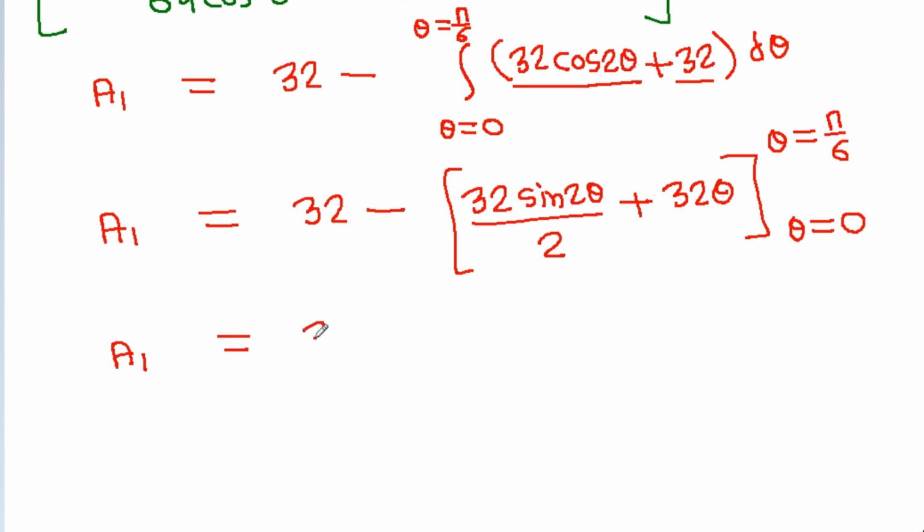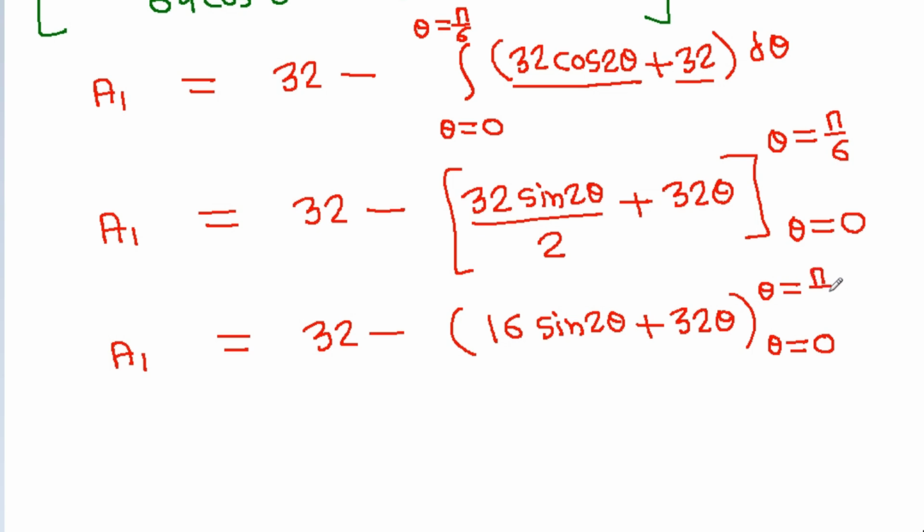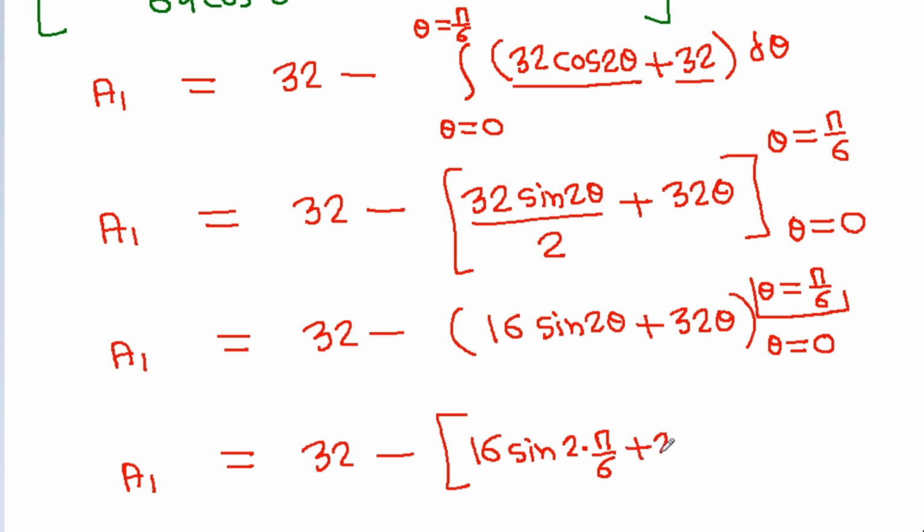And A1 is equal to 32 minus, this is 16 sin 2 theta plus 32 theta, from theta equals 0 to theta equals pi by 6. And A1 is equal to 32 minus, at theta equals pi by 6 it will be 16 sin 2 times pi by 6 plus 32 times pi by 6, minus, at theta equals 0 it will be 16 sin 2 times 0, which will be 0, plus 32 times 0, which will be 0.